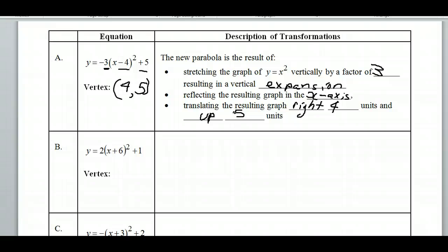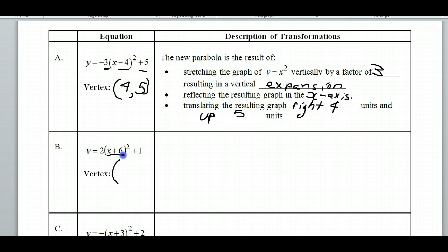We'll move 1 unit to the right and go down 3 units. We'll move 2 units to the right of the vertex. Now 2 squared is 4, opens down, we go down 4, but the vertical stretch means we'll go down 12. And then we do the same thing going left 1 unit and down 3, and left 2 units and down 12. Okay, now we're going to do the exact same thing for B, C, and D.